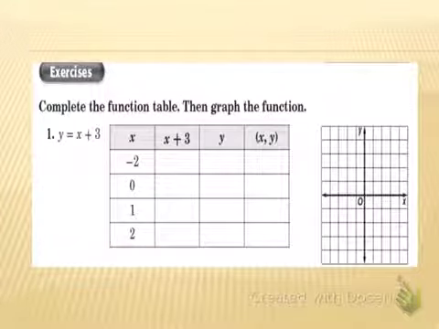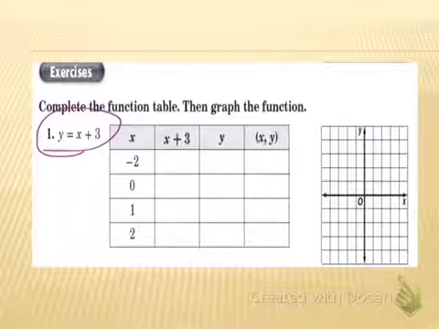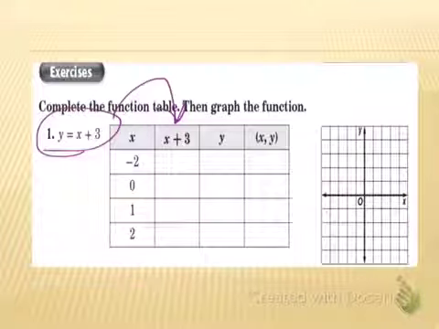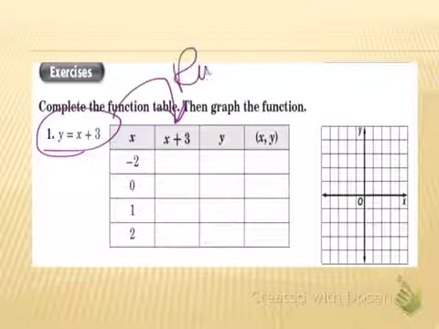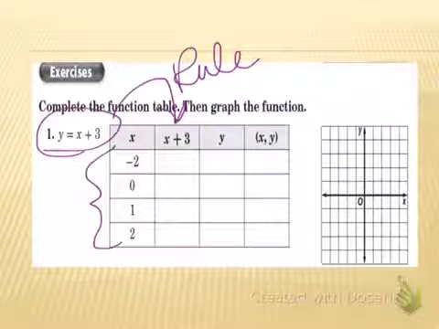All right, let's fill in number 1 together. It says complete the function table, then graph the function. So if you notice, here is our equation, y equals x plus 3, or our function. All right, so we want to use this as our rule. So this second column here is called the rule. This tells us what we actually want to do with that x value. Now they already gave us some x values here, so we don't have to choose them. We're just going to use them to complete the table.